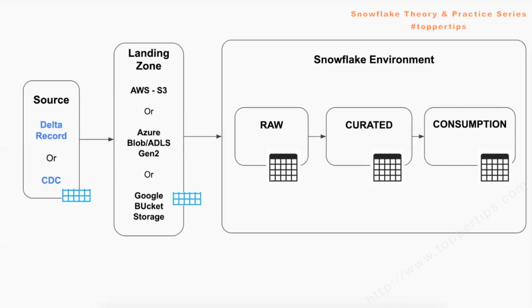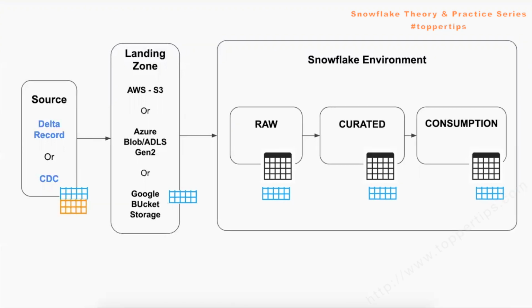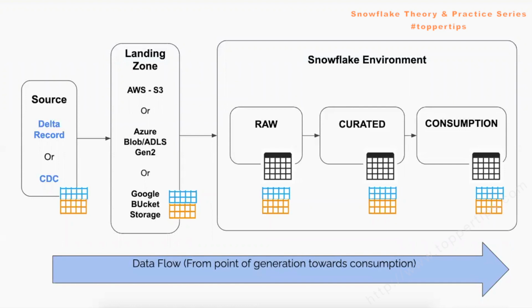So the CDC, which starts from the source, lands in the landing zone, and from the landing zone, that Delta reaches the raw layer, then it further moves towards the curated layer, and finally it reaches the consumption layer. So this is how the overall CDC works. Now the next CDC also flows the same path. It starts from the source, goes to the landing zone, raw, curated, and consumption. That is how the overall Delta data flows, from the point where it is generated till consumption. And this is how we can see the data flow from the point of generation towards the point of consumption.